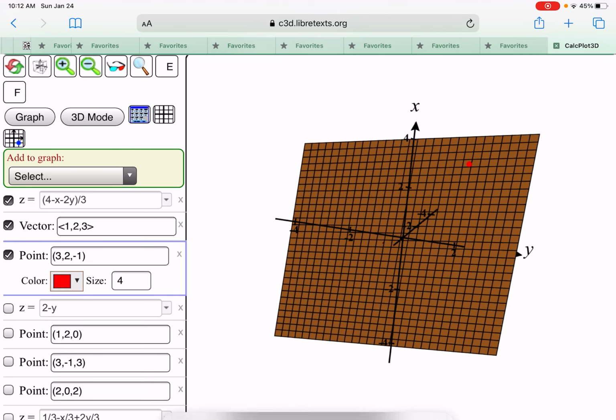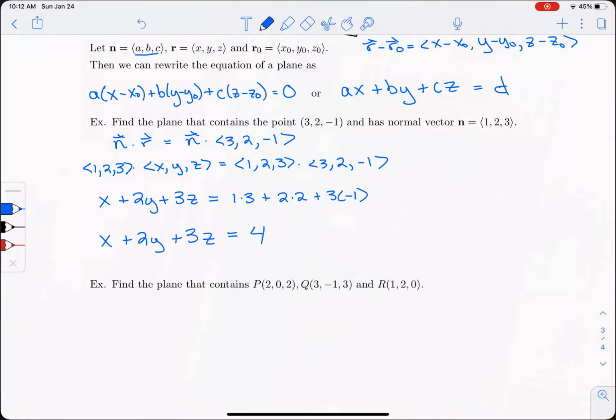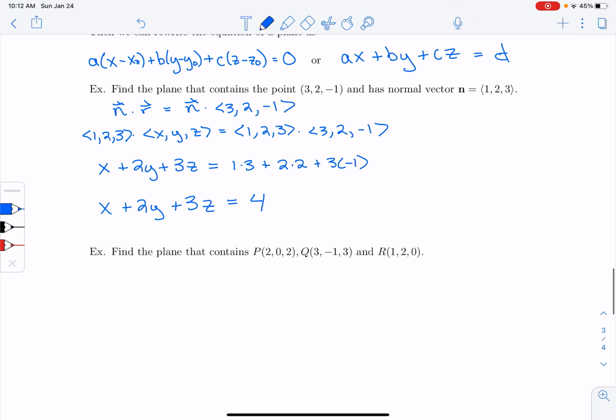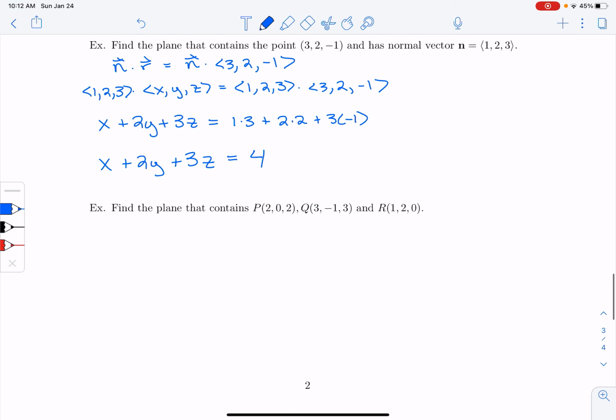Okay, now let's look at another example. We said before that 3 points make a plane. So let's see how that works. From those 3 points, we're going to create 2 vectors. Those 2 vectors are going to be the vectors PQ.